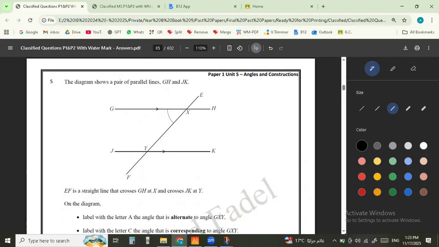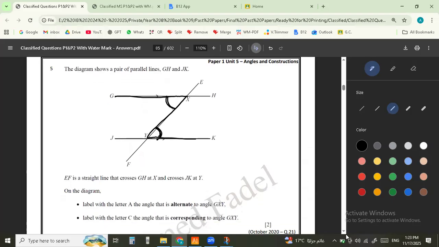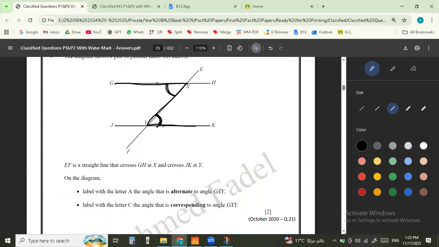Where is GXY? I need to trace this way. GXY, so it is this one. Alternate to it is what? They wanted to label it alternate, so it makes a Z letter. Then it's this one here. Look at this, here you go with the letter Z. So this and this, I labeled it. You must label it this way. They said with the letter A, so you must write here letter A.